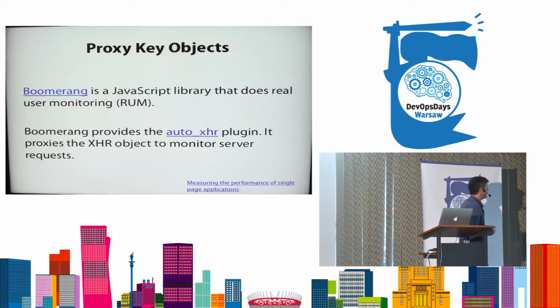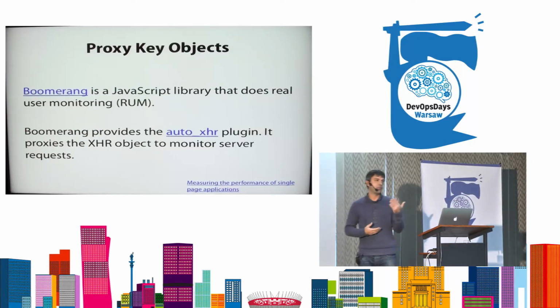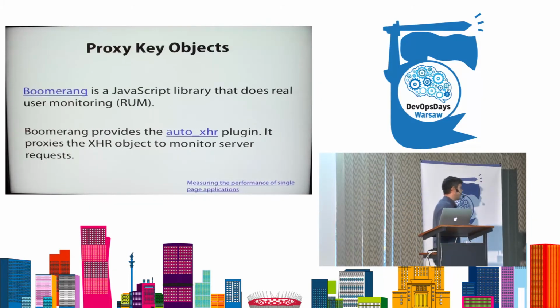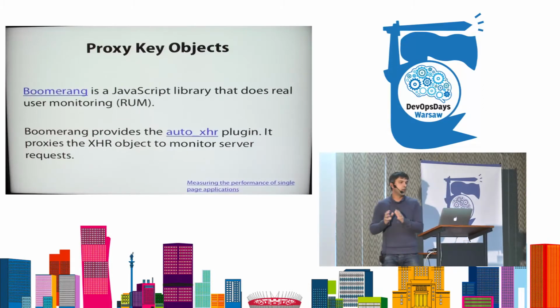Boomerang uses this technique, and it provides a plugin, the AutoXHR, and this plugin basically proxies the XMLHttpRequest in a completely transparent way so that the JavaScript developers can just code and use their favorite library to access the server, and this plugin takes care of measuring everything and just provides the data. There's a very nice presentation called Measuring the Performance of Single-Page Applications, which gives a lot of information about these techniques specifically for the client side.